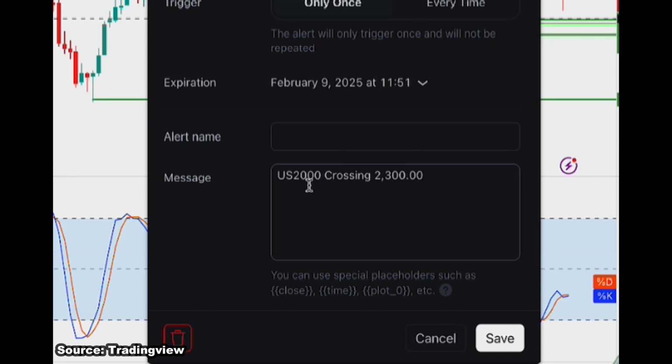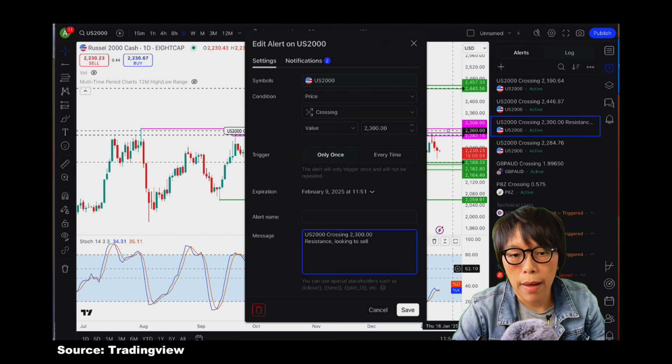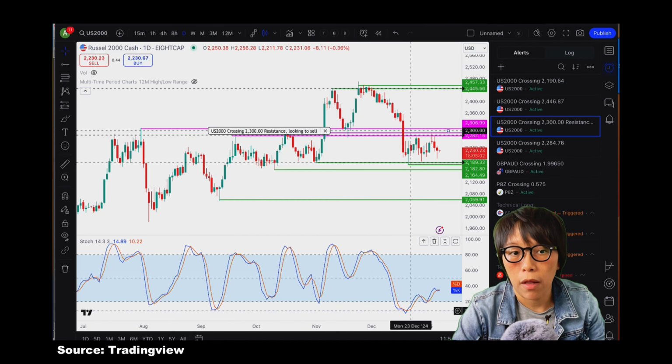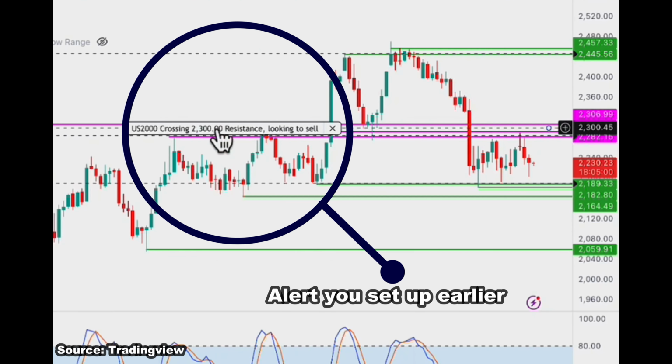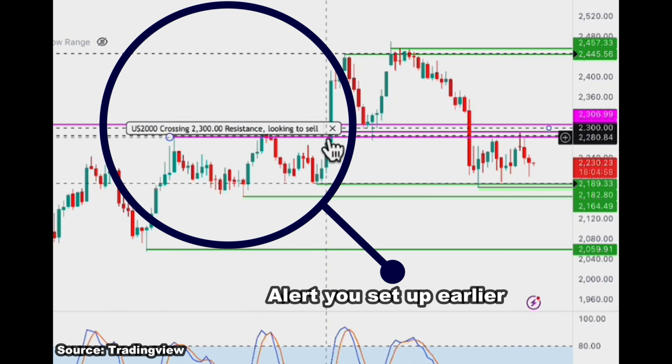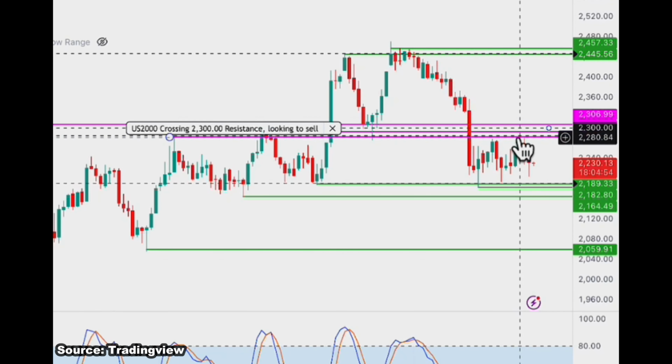And then probably a message to say that, okay, US 2000 is crossing, and this is a resistance level, I'll be looking to sell. Okay, so a message to yourself, and then you save it. So here, that would be the alert that you have. And every time it moves to 2,300, that's where you have the alert here.